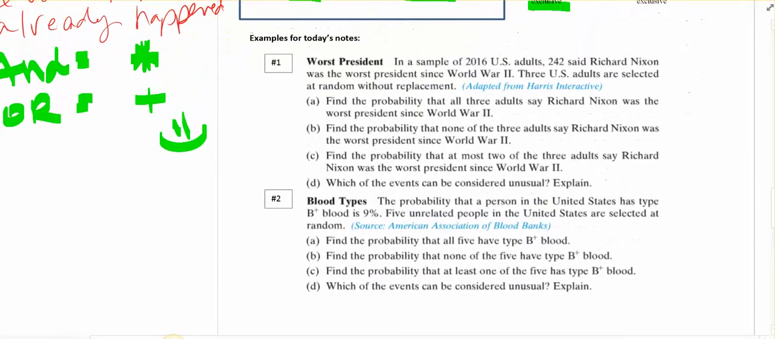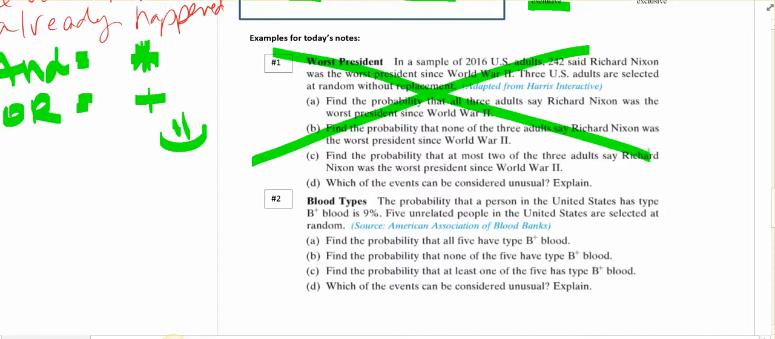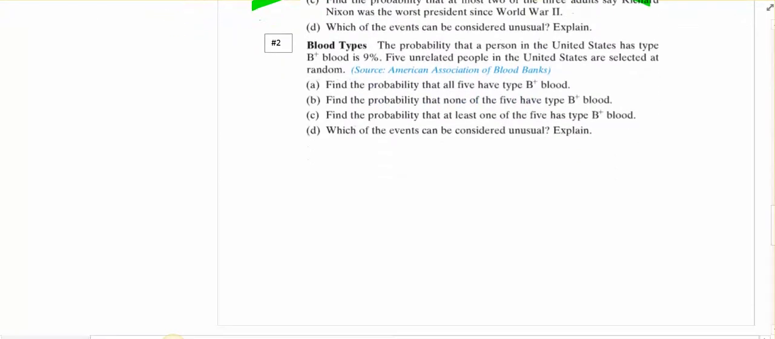Now, I don't know that all of these examples are actually the best ones in the world. So I think I'm going to throw out Richard Nixon. I'm not in the mood to talk about him anyway. Most of you weren't alive.